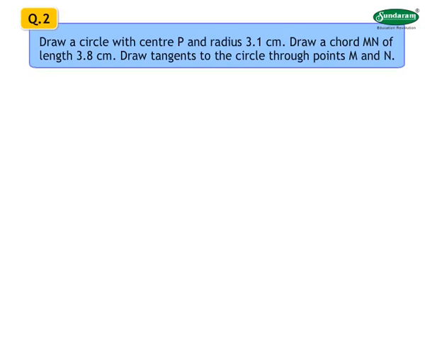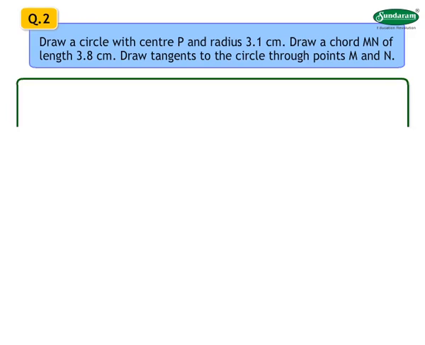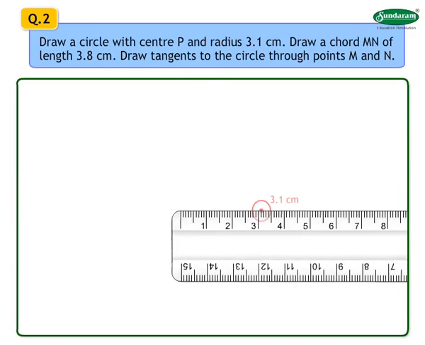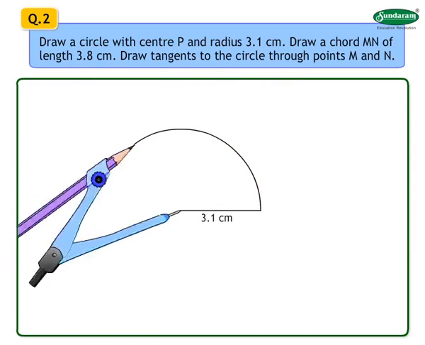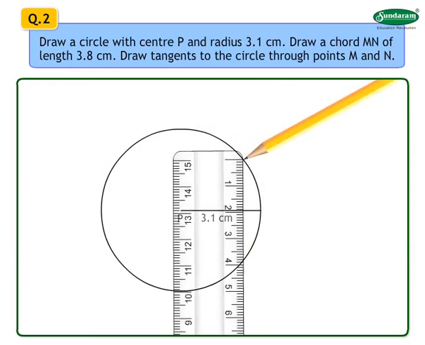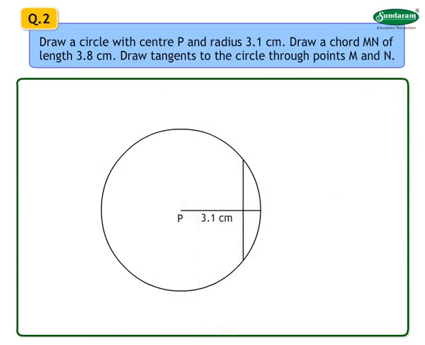Question 2. Draw a circle with center P and radius 3.1 centimeters. Draw a chord MN of length 3.8 centimeters. Draw tangents to the circle through points M and N. Solution. Draw a circle with center P and radius 3.1 centimeters. Draw a chord MN of length 3.8 centimeters.